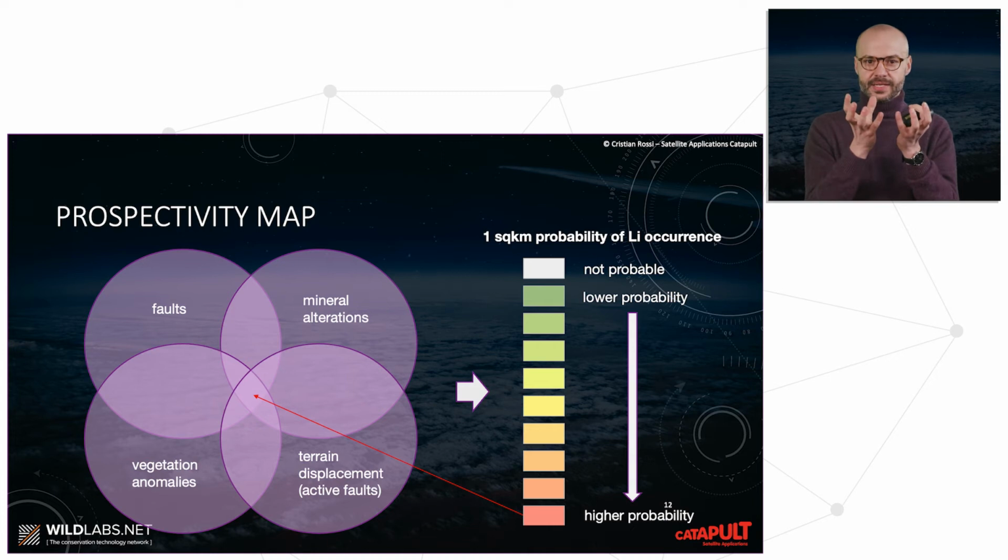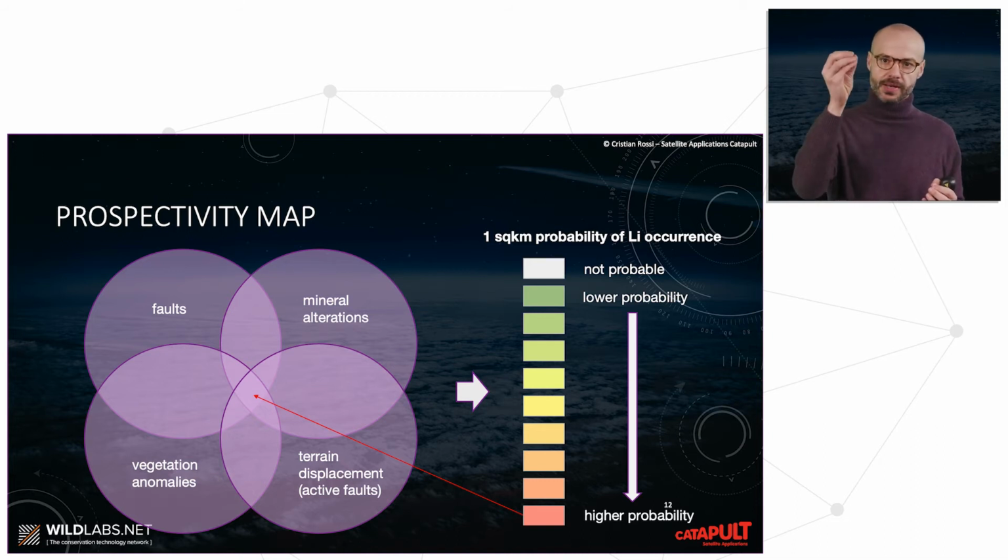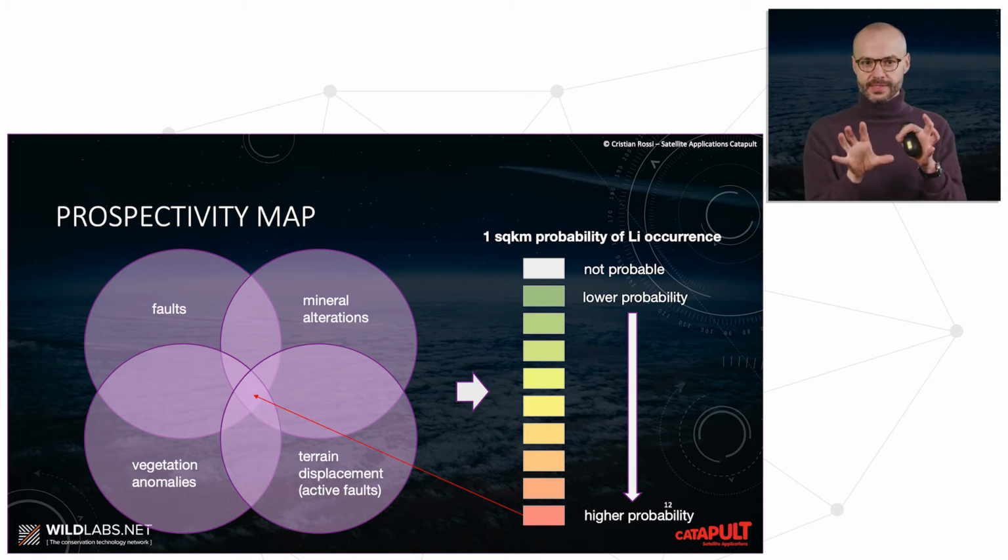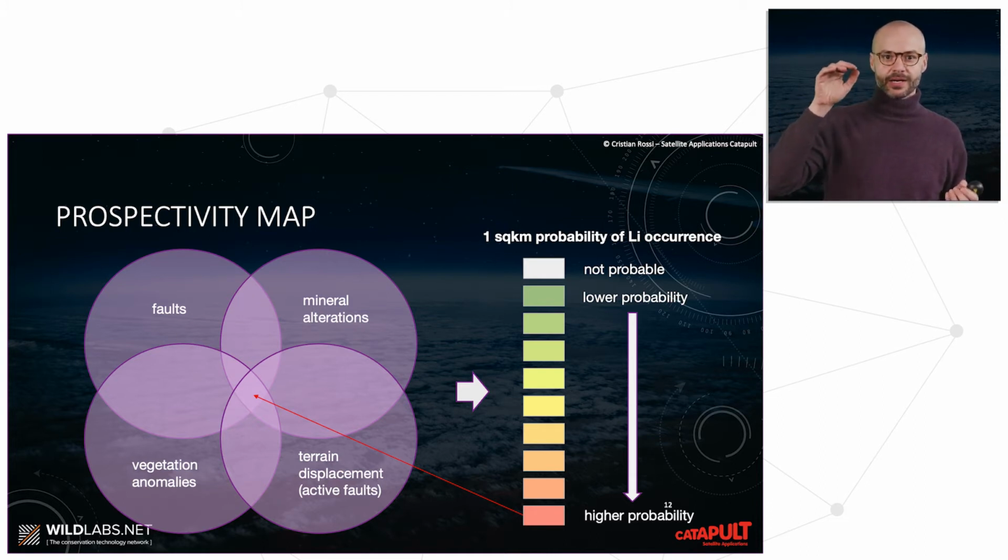By combining these with expert knowledge, we were able to create this sort of concept, which goes from lower probability to higher probability, and getting a map. So the intersection of all the faults is clearly something that indicates a higher probability of lithium presence, while if there are no proxies, then we have a low probability.